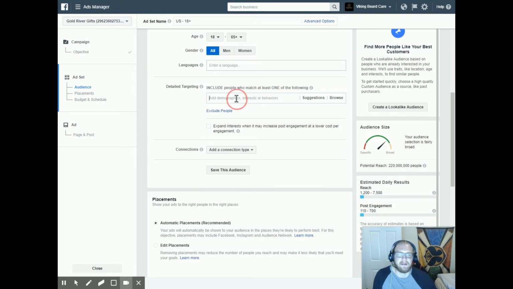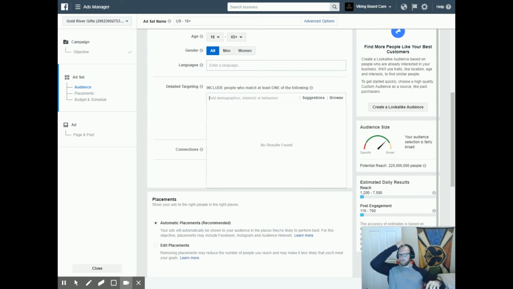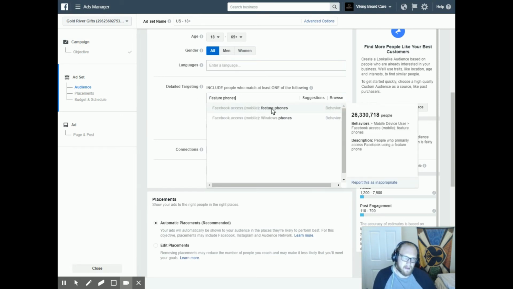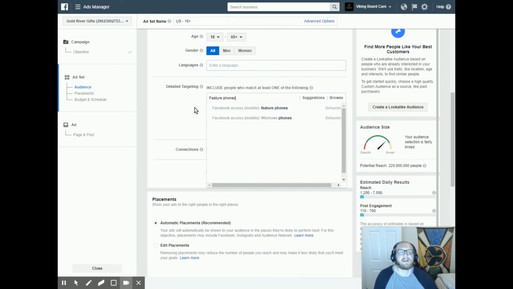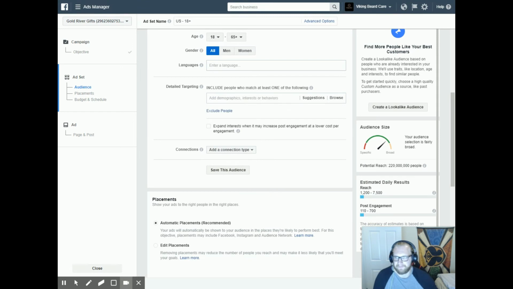Number 19. What is this one? This one is mobile device users by brand and device. So you can essentially target people with feature cell phones, the brand of phone, or iOS. If we go feature phones, those are people who primarily access Facebook using a feature phone. This is good for mobile app developers, mobile accessory stores, mobile cell phone vendors. So if you've got any clients like that, it's a good way of going.